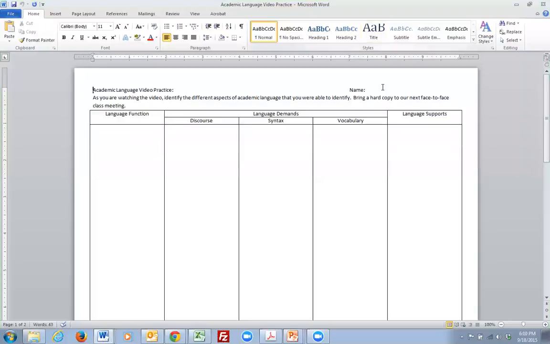Your sheet should look something like what you're seeing on the screen right now. Let's say academic language video practice, and then I'll have these categories here. So go ahead and put that off to the side. You will not build it up until a little bit further into the presentation, but you will need that as you're working through. All right, let's go ahead and begin.